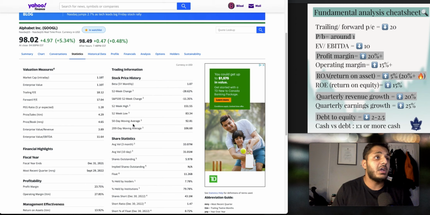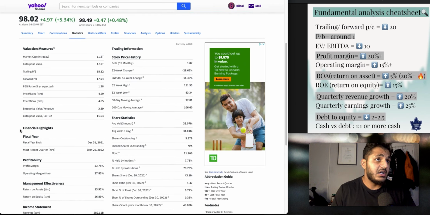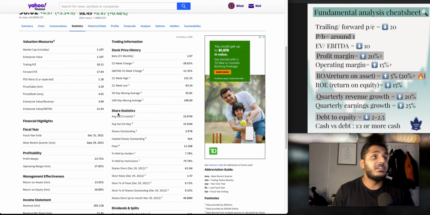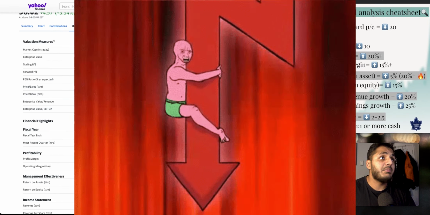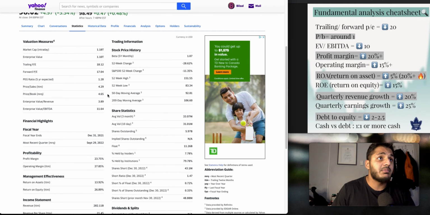Next one, which is enterprise value over EBITDA, which stands for earnings before interest, tax, deductions, and amortizations. We want it to be under 10, and we see over here it is 11.64, so a bit on the high side. We're going to give that an X, but we're going to give the trailing and the forward a check mark. This is alright, but it still fails. So moving on to the next step, we're going to look at the profit margin.